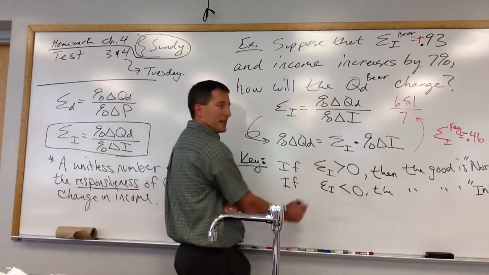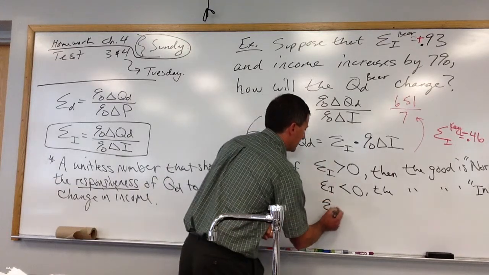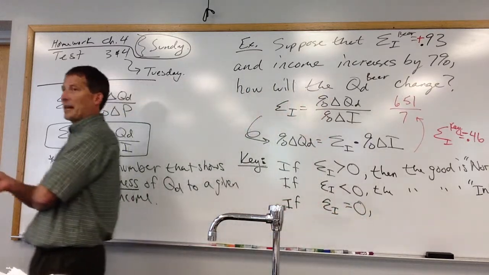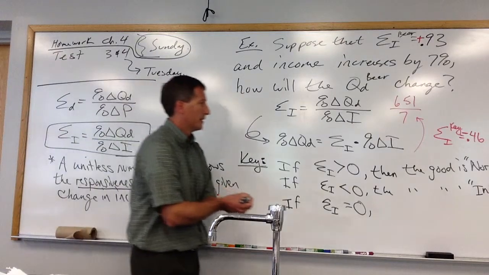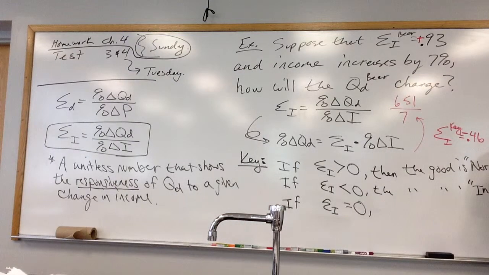And then again, we like to always theoretically cover all our bases. What happens if it's equal to 0? What would that tell you about income and the quantity of purchases with this good? There's no change, right? It could be 0 if there was no change in quantity demanded. That's right. That's how it would come out in the numbers.